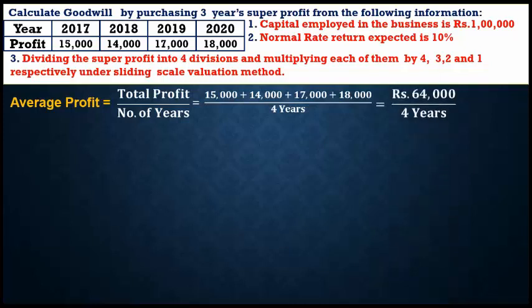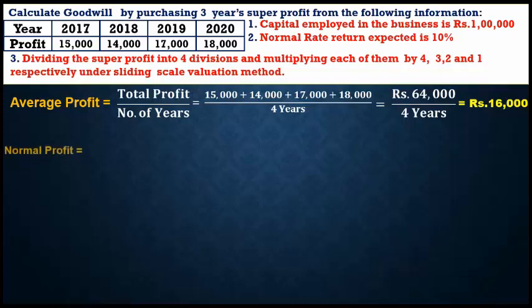The total profit for 4 years is rupees 64,000. 64,000 divided by 4 years. What is the answer? 1,16,000.